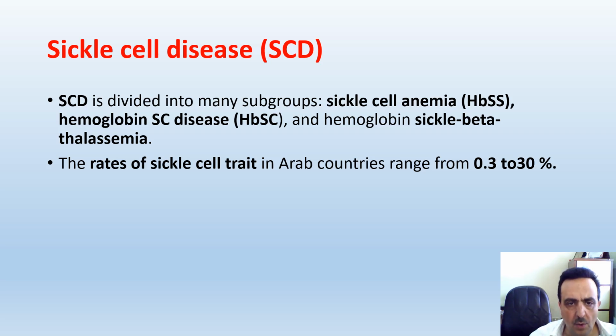Sickle cell disease is also quite common here in the region, in the Arab region. And actually, we have subgroups of sickle cell disease: sickle cell anemia, HbSS, hemoglobin SC, and sickle cell beta thalassemia. That means the patient carries one sickle cell mutation and one beta thalassemia mutation. And the rate of sickle cell trait, or the carrier rate of sickle cell mutation, ranges from 0.3 to 30% in the Arab world.